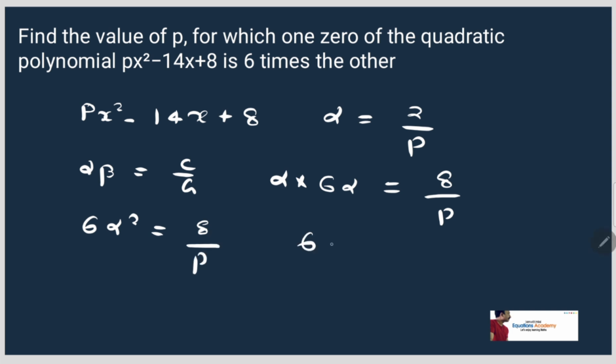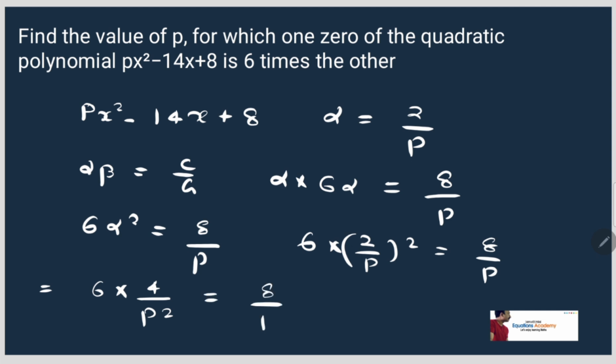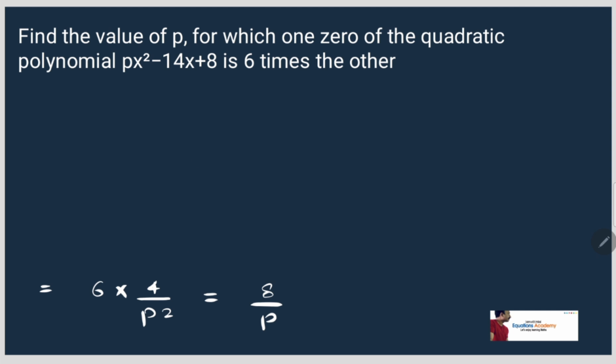Alpha we have already got, that is 2 divided by p. So alpha square will be 2 by p the whole square. So 6 into 2 by p whole square is equal to 8 divided by p. 2 square is 4 and p square. So 6 into 4 divided by p square is equal to 8 divided by p. So 6 into 4 is 24.